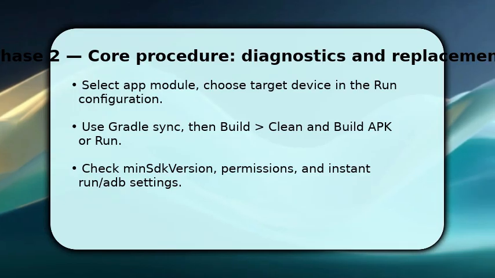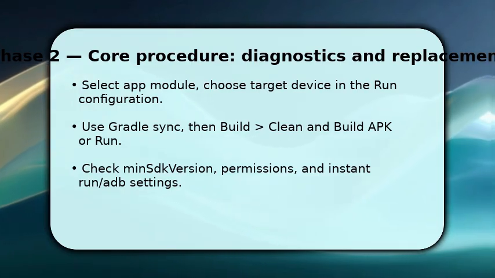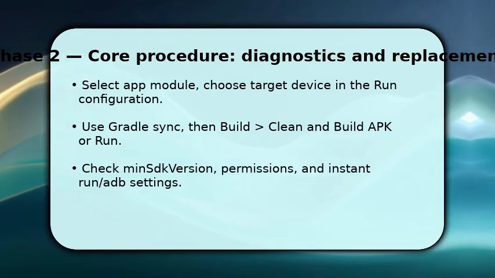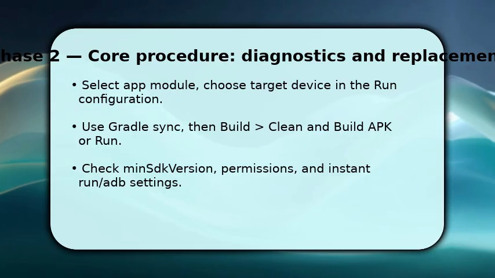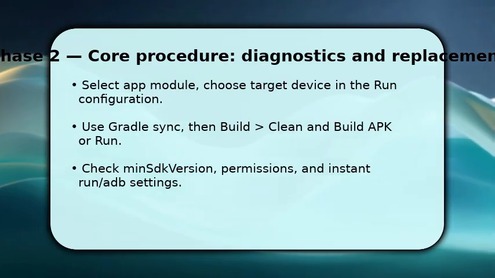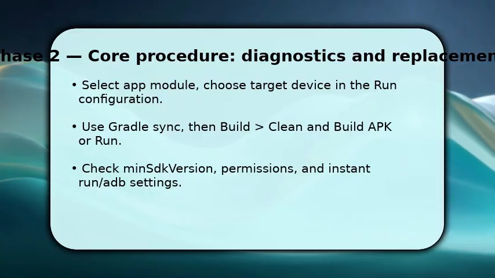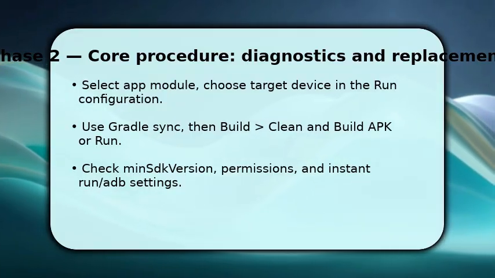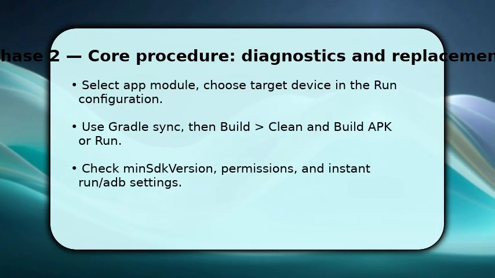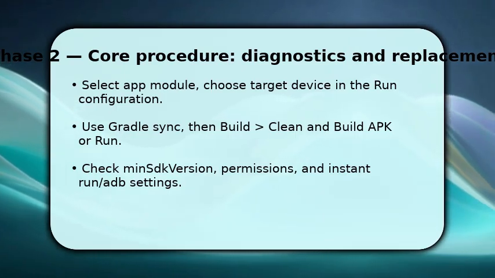In Android Studio, pick the app module and verify the run configuration targets your connected device. Sync Gradle so dependencies download, then clean and build to catch compile issues early. Once built, click Run to install. Android Studio uses ADB to push the APK and start the app.